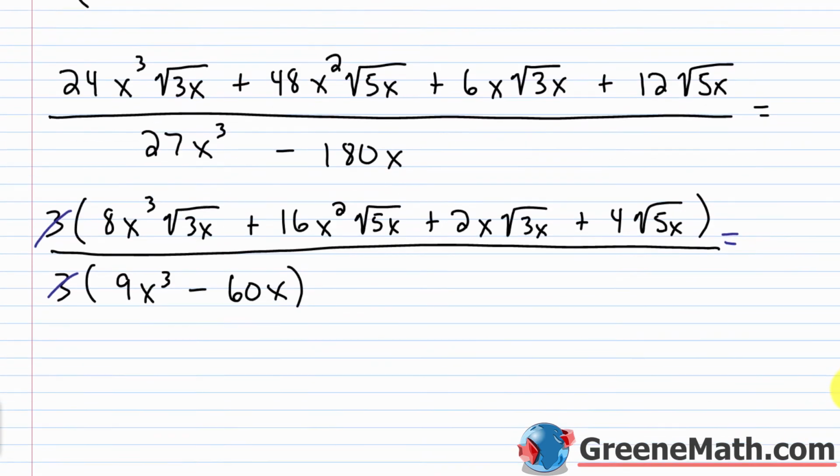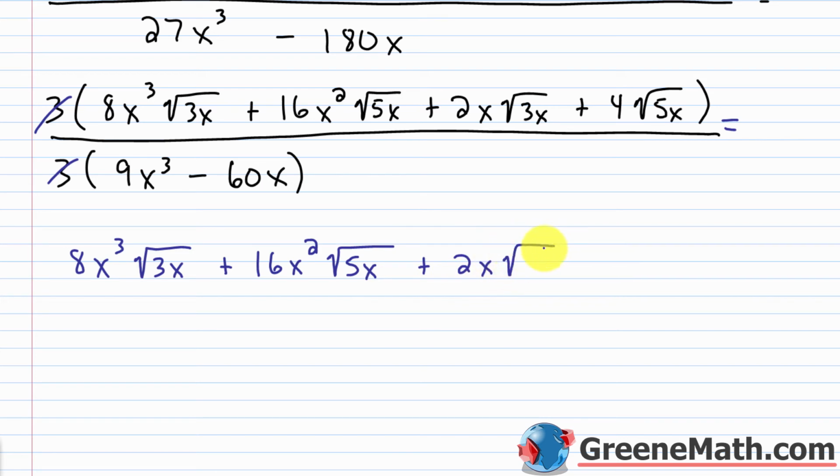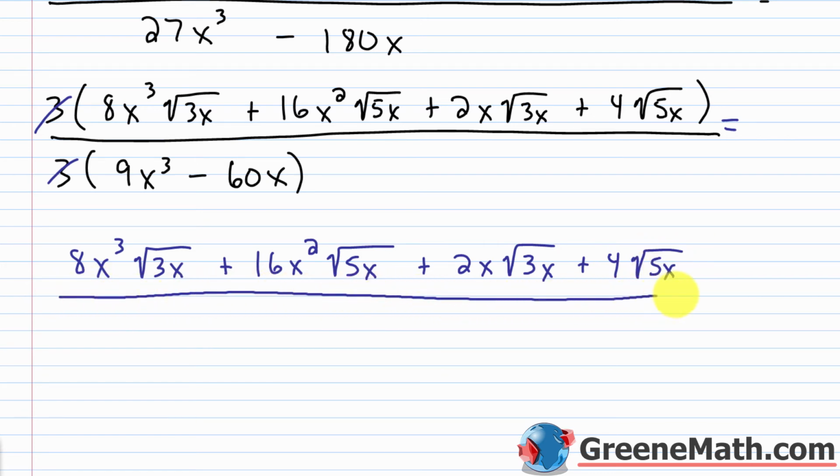And what are we going to be left with? We're going to have 8x cubed times the square root of 3x plus 16x squared times the square root of 5x plus 2x times the square root of 3x plus 4 times the square root of 5x. And this is all over. We'll have 9x cubed minus 60x.